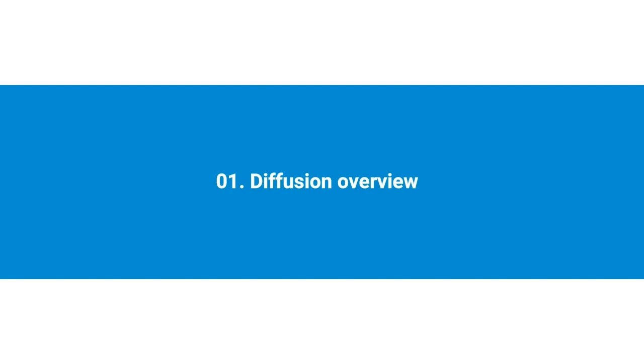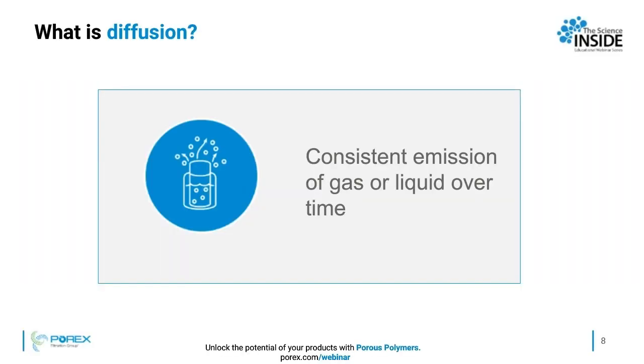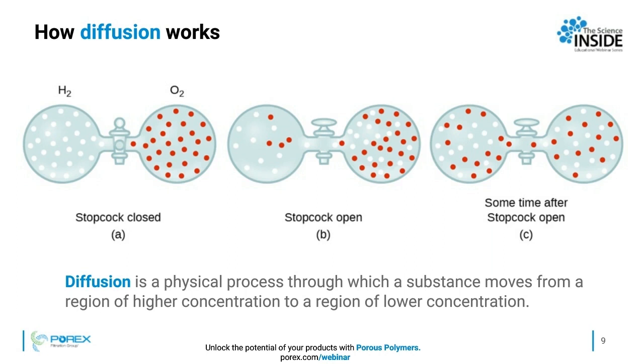So what is diffusion? It's the consistent emission of gas or liquid over time. We'll take a look at some of the fundamental scientific principles behind diffusion now. Diffusion is a process where a substance moves from a region of higher concentration to a region of lower concentration.